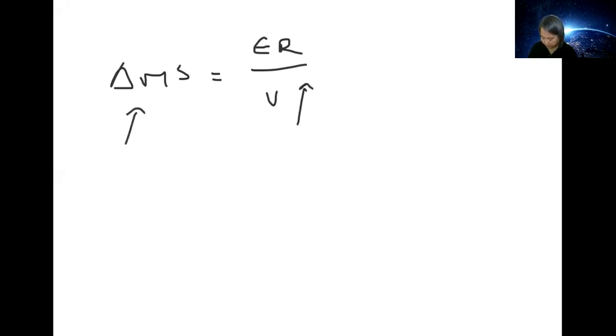So if you think about our money supply formula, which is the change in MS equal to our excess reserve divided by our reserve ratio, you can see that if V goes up, our money supply increases. Actually, that is not true. If our V goes down, our money supply goes up.